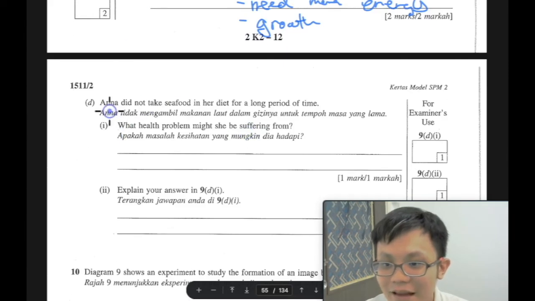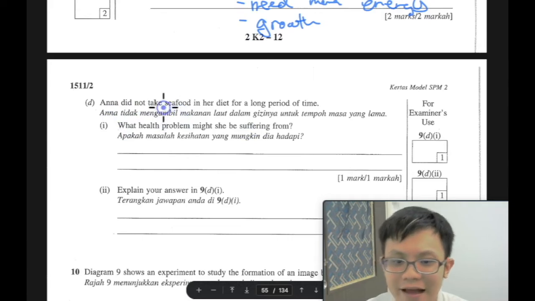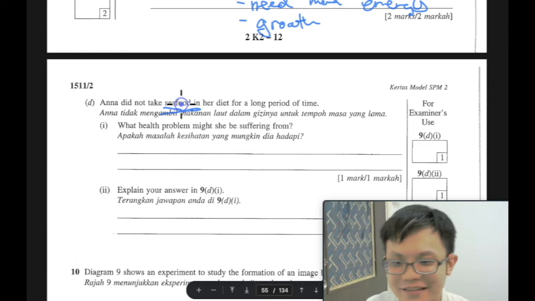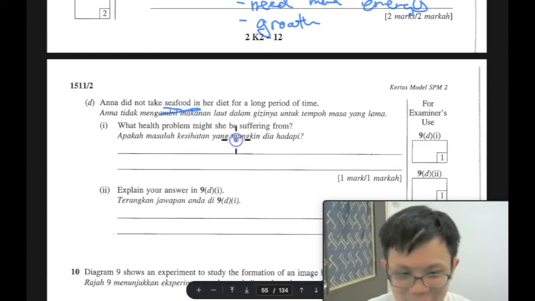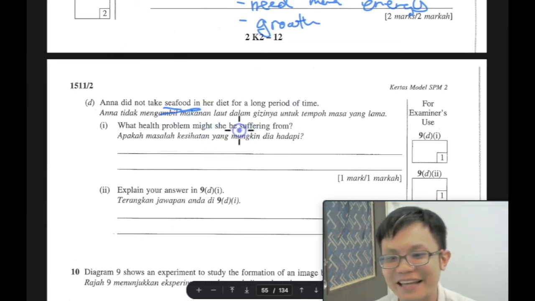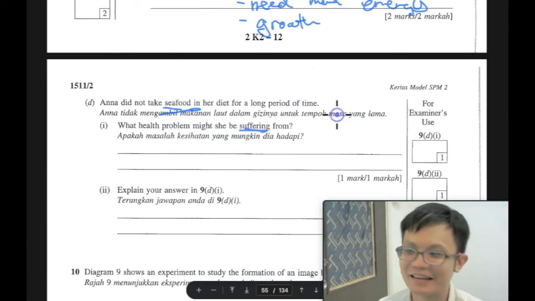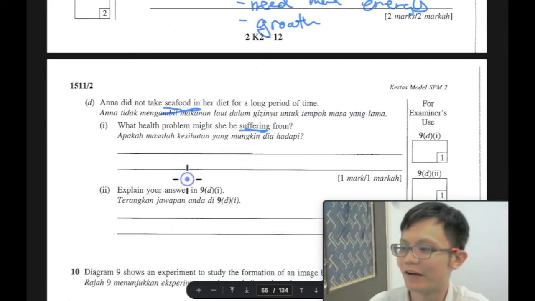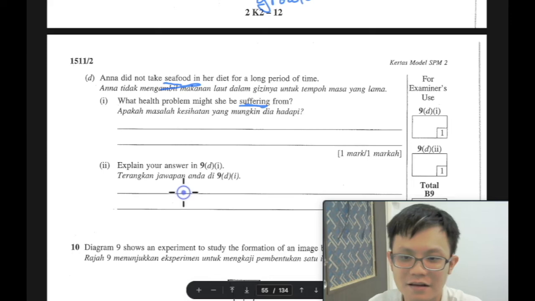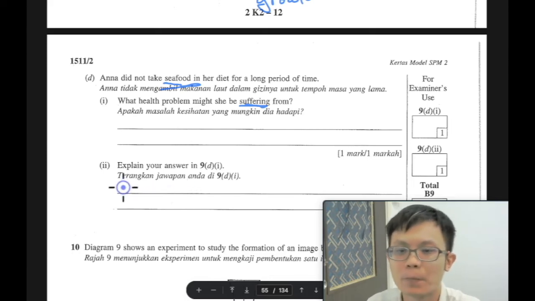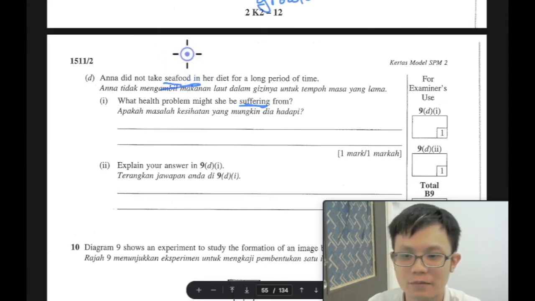Diana did not take seafood. I got some students who didn't. My friend didn't; he's a vegetarian, so he didn't take seafood. Then he got a problem, as according to the science book. So what health problem did he get? He's a vegetarian so he cannot eat seafood. If you don't eat seafood, what will happen? Lack of protein? No lah. Protein is fish, chicken. Seafood has protein, but not that much. Seafood has a lot of what?